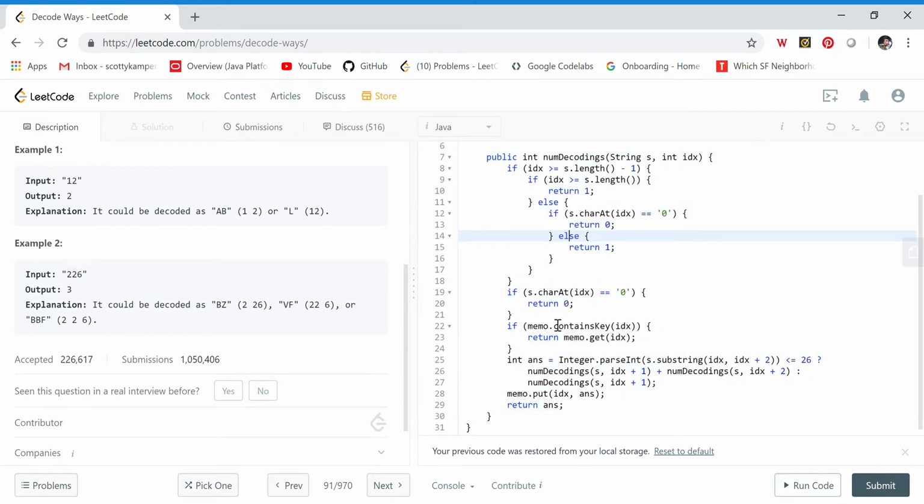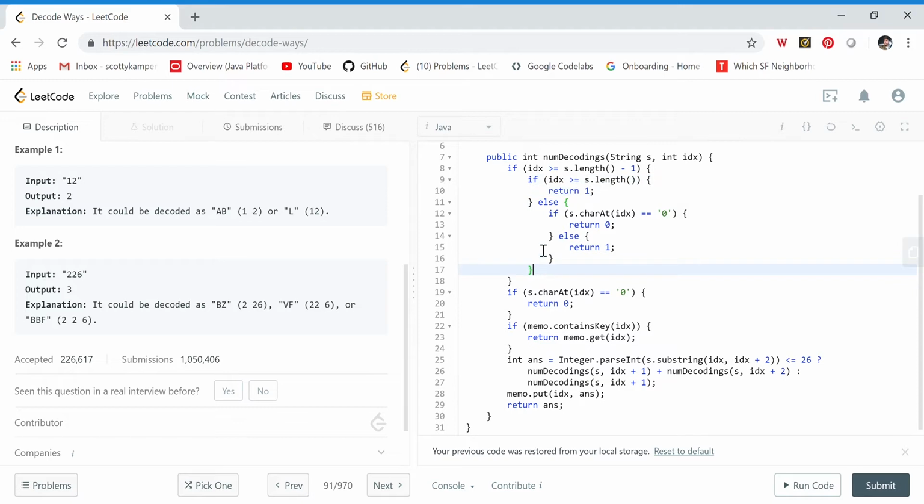Okay, so it's a recursive function. So if the index into the string is greater or equal to S length minus 1, what does this block right here mean? This block means that we have a string of either length 0 or length 1, okay? If the index is greater than s.length, that means that the string is of length 0. And how many ways are there to decode a string of length 0? Just one. There's just one way to decode a string of length 0. It's just nothing. It's just empty.